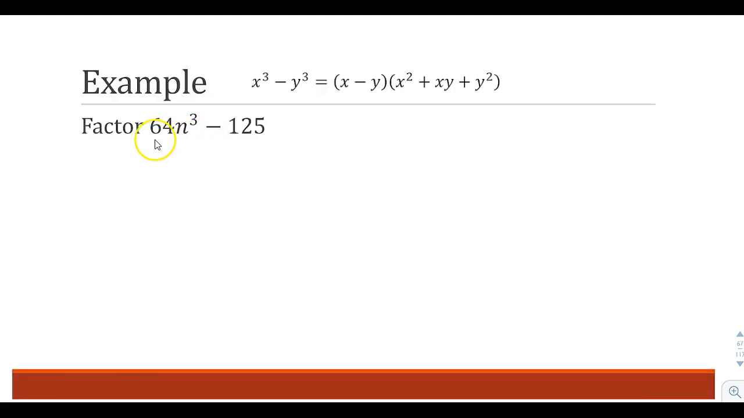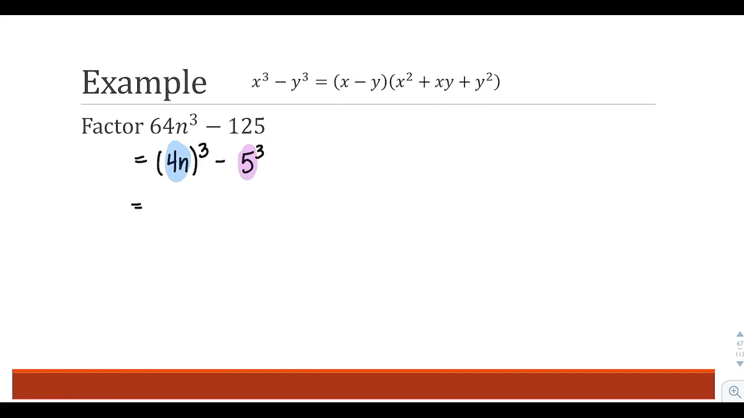In this last example, let's factor 64n cubed minus 125. Some students might think this is the difference of squares. That's kind of a common mistake because they see two terms being subtracted. But we have to recognize that these numbers here are perfect cubes, and we have n cubed. So we're going to write this as the quantity 4n, in parentheses, cubed, minus 125 is 5 cubed. So we have the difference of cubes here. Our first part is 4n, and our second part is 5 that's being cubed. And then we'll carefully apply the difference of cubes formula.